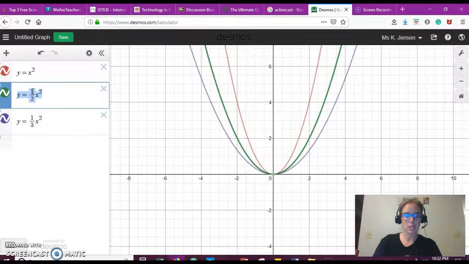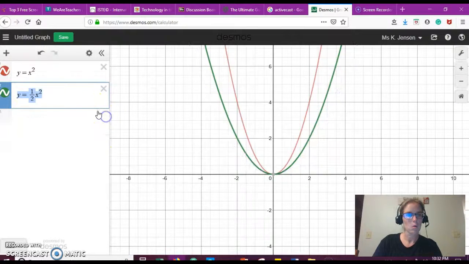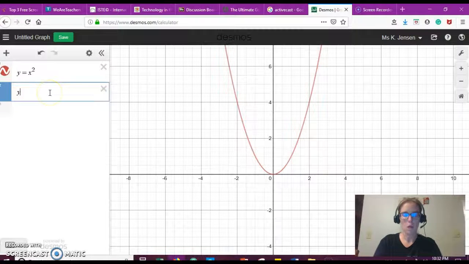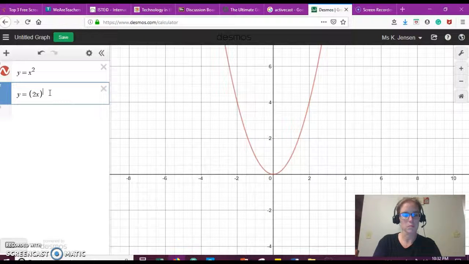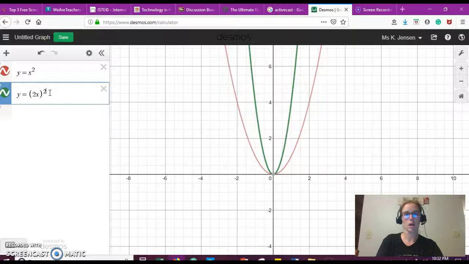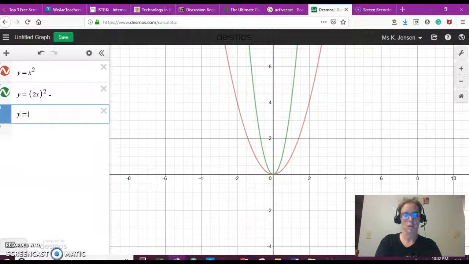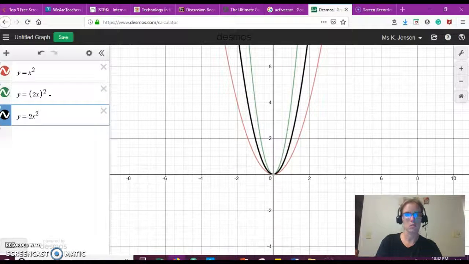All right, I'm going to start out here with, let's go with y equals the quantity 2x, close parentheses, and square it. Oh, it got a little narrower. Let's see how it compares, though, to y equals 2 times x squared. Ooh, it got narrower faster. So just a little point of comparison there.